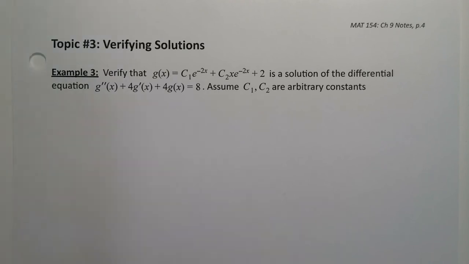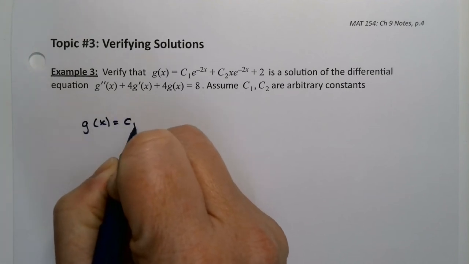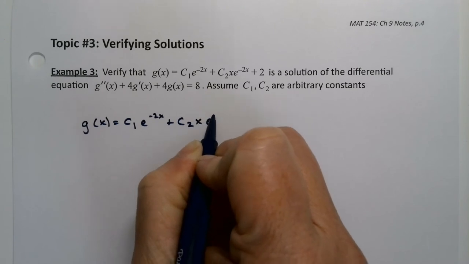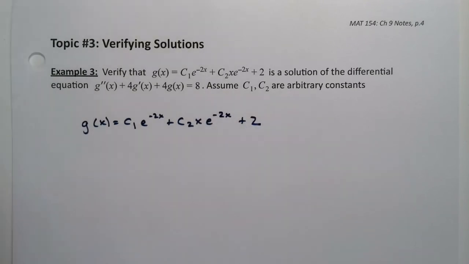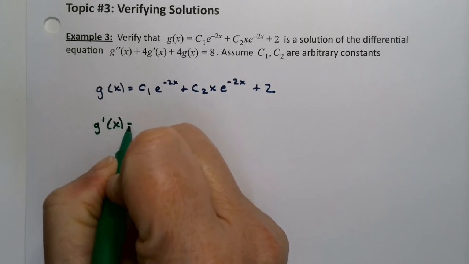Actually, they were constants of integration. So let me write g of x is equal to c1 e to the negative 2x plus c2x e to the negative 2x plus 2. All right, now let's find the first derivative. The first derivative is g prime of x.